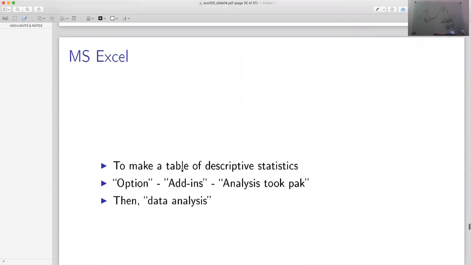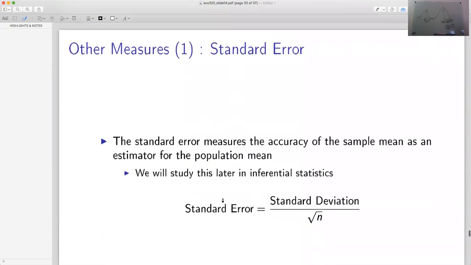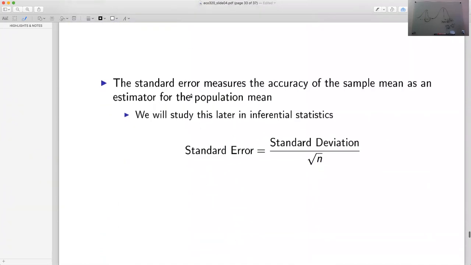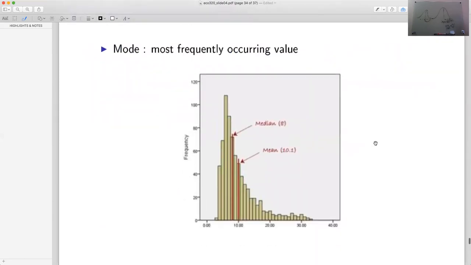These are some functions in Microsoft Excel, and the standard error, which I will cover in more detail later. Standard error measures the accuracy of the sample mean as an estimator for the population mean. This is how you get the formula: the standard deviation is the square root of variance, and you divide this by the square root of n, where n is the sample size. This is the standard error, but it applies to the mean. I will go over this in detail later, but for now, just take it as given.